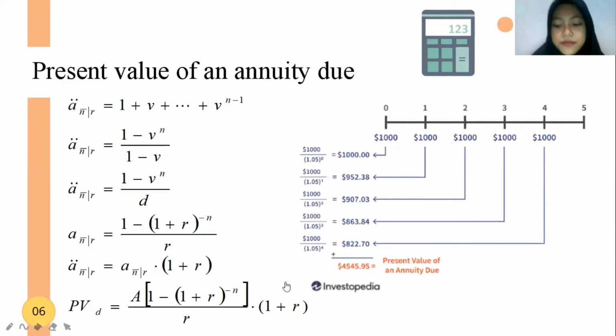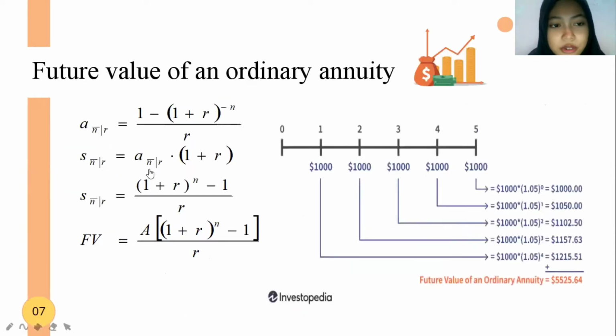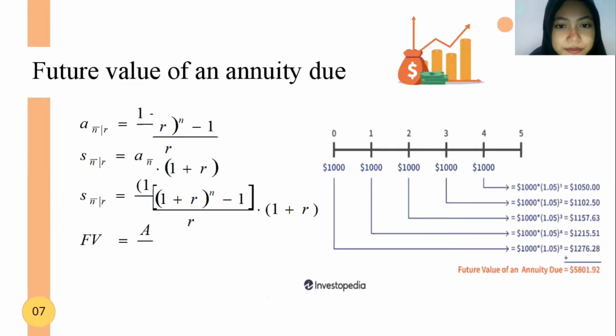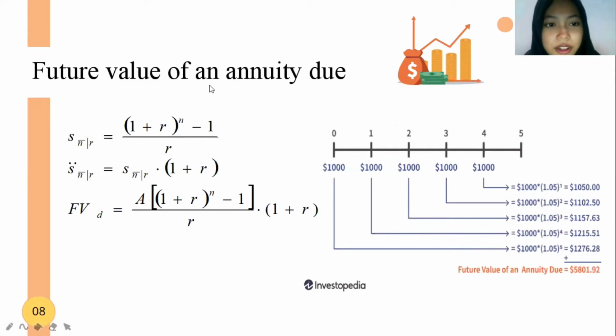And then this is the future value of an ordinary annuity. And then this is the symbol of the present value of an ordinary annuity, and we just multiply by (1 + r) in brackets. And then the last is the formula of the future value of an ordinary annuity. And then this is the future value of an annuity due.